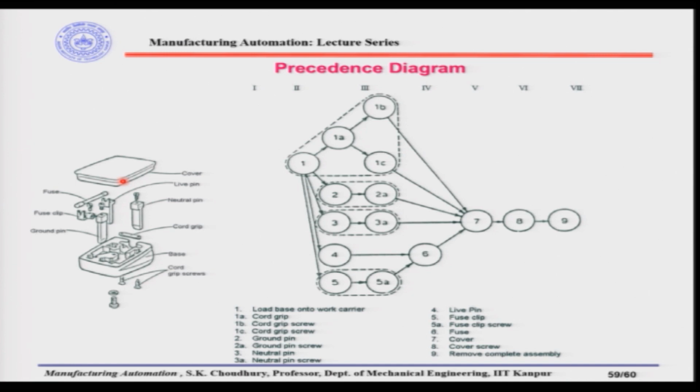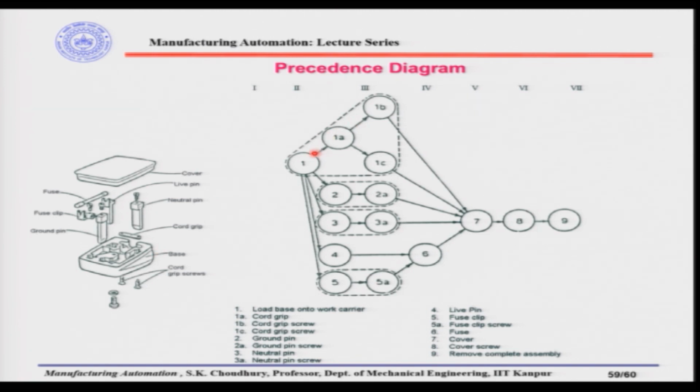Let us take an example of this small assembly, which is the power plug assembly. Any assembly, small or big, is better built on a base plate. So, this is the base for the assembly of the power plug. On the base, we are trying to assemble the ground pin, fuse clips, neutral pin, live pin, cord grip screws, and then the cover. Let us see how the precedence diagram helps us in finding out how many ways the assembly can be performed.